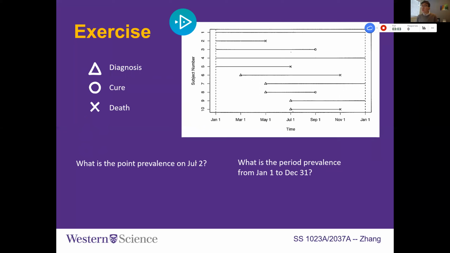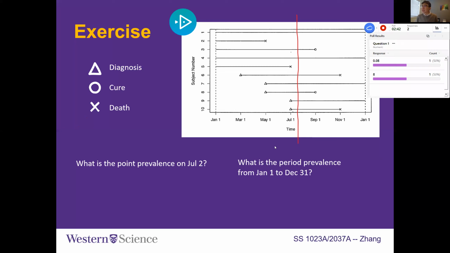For this type of question, because for point prevalence we are talking about some specific time, here we're only looking at July 2nd. So if you draw a line over here to represent July 2nd, it's pretty much like this, right? And I get some result.